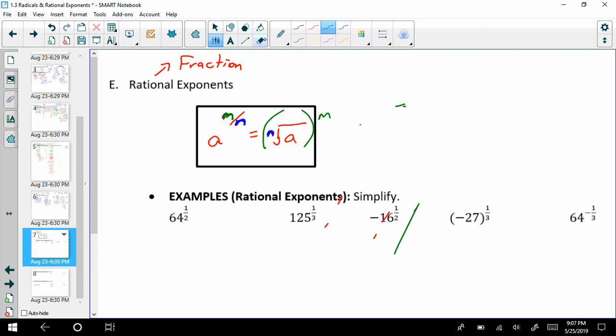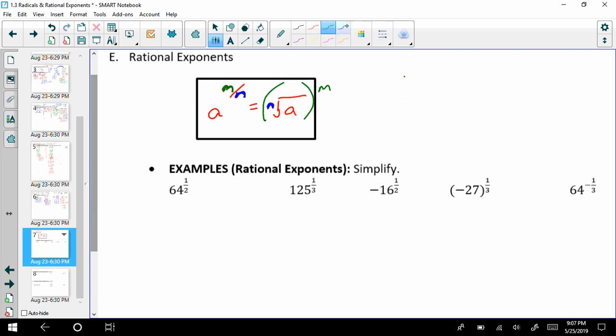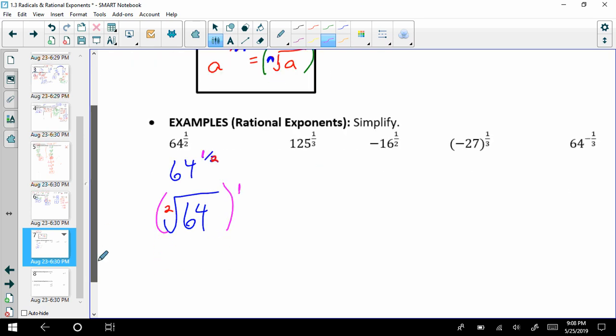So let's try some examples so I can show you what I mean, because it almost looks like another language here. So simplify 64 raised to the 1/2. Well, that's kind of hard to figure out what they are asking me to do. So let's rewrite it in radical form. It's going to be the radical of 64. The bottom number, the 2, is the root, and the top number, the 1, is the exponent that it's raised to. You really don't need the 2. This is a square root of 64.